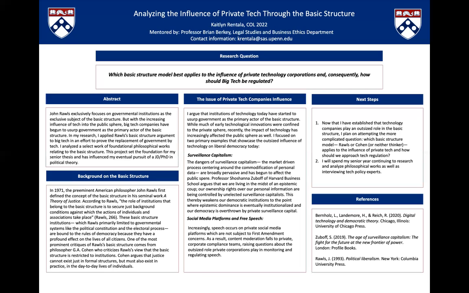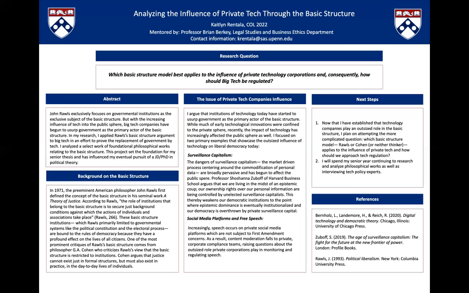This term was defined by Professor Shoshana Zuboff of Harvard Business School, and she argues that private corporations own much of our private data today, and this imbalance of power ultimately distorts information systems and weakens democratic institutions. Since our personal information is controlled by unelected surveillance capitalists, this ultimately poses major issues for our governance system.